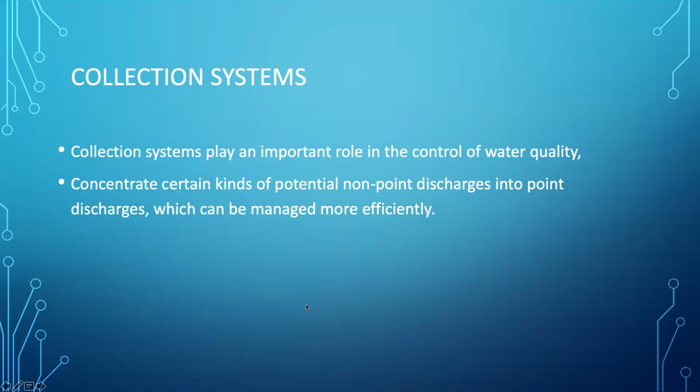Collection systems play an important role in the control of the quality of water. Certainly a sewage system does, because it protects the environment and human health while that sewage is transported to a treatment facility where it can be effectively treated, and then the portion of the water which is reusable is returned to the environment. These systems concentrate certain kinds of non-point discharges and bring them to a single point, and hence they become a point discharge, if you will. And these can be managed quite a bit more efficiently.